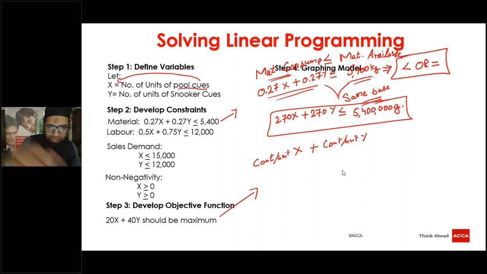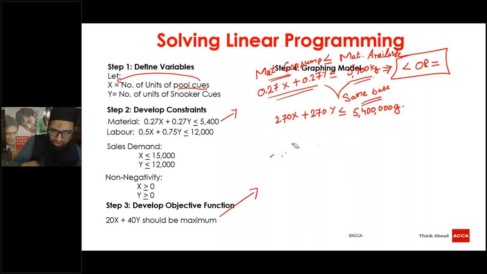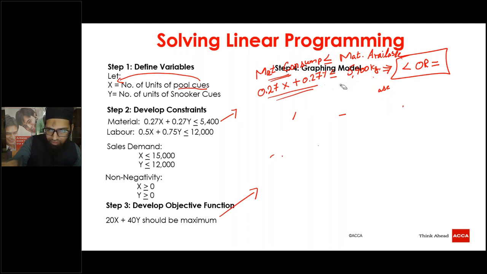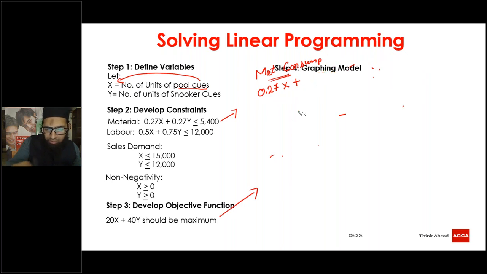Now to see my further data, I am removing this so that you can see the further part of the slides. And the further part is the graphing model, as I have just told you.